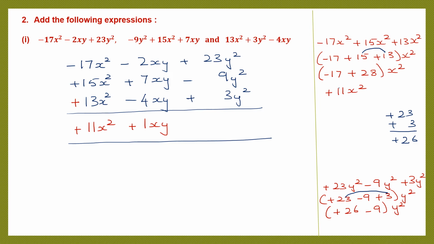So let's subtract 26 minus 9. Now I have to borrow. So 16 minus 9 is 7 and I have 1 here. So that is 17y square. So signs are different. So put the sign of the bigger number. So that becomes plus 17y square. So my answer is 11x square plus 1xy plus 17y square.